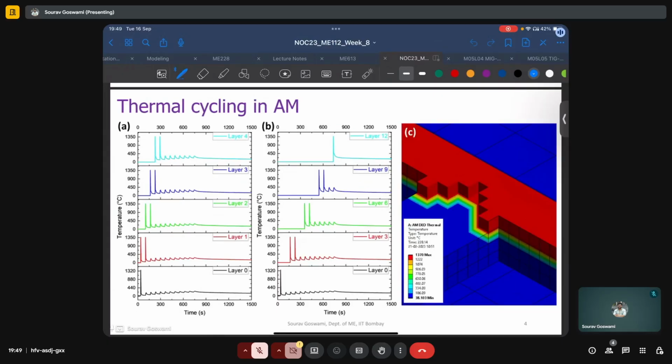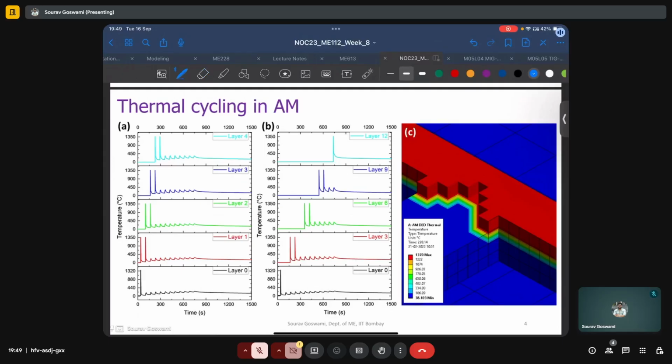Here the maximum temperature was 1370 degrees Celsius. The minimum was 38, somewhat close to ambient. And we have the thermal histories, temperature with respect to time for various layers, starting from layer 0, then 1, 2, 3, and 4 on the figure to the left, and in B we have it at every 3 layers. And we can see these small spikes or these small wiggles in the temperature history, and let us try to understand what they are.